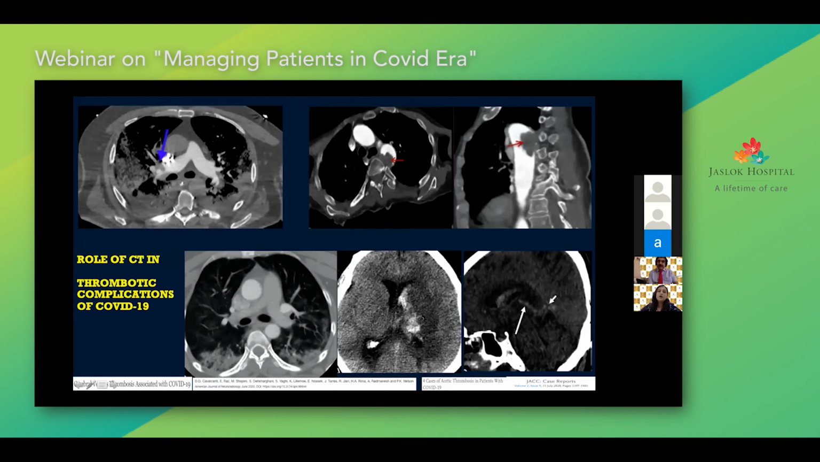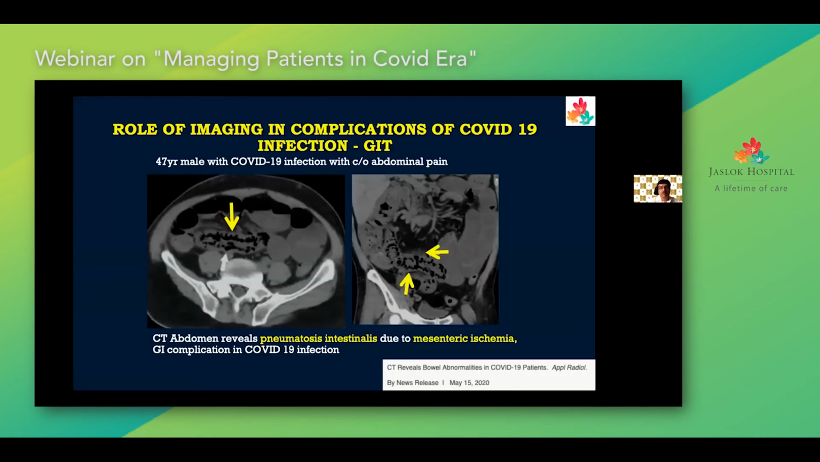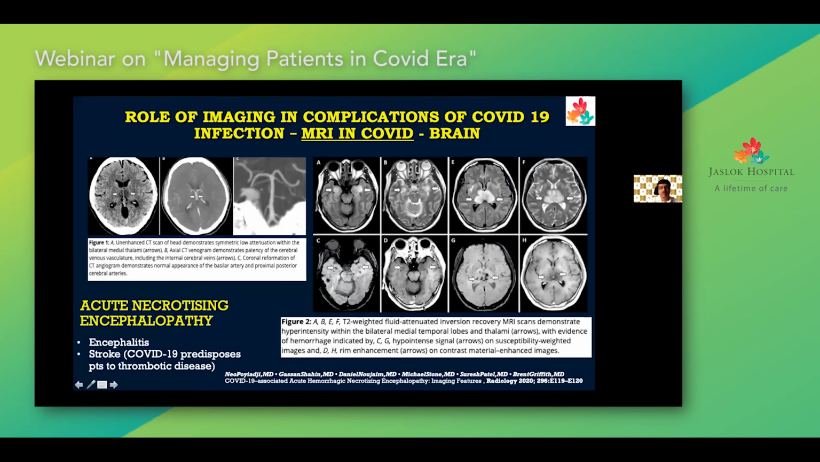Role of CT is important in identifying thrombotic complications of COVID. So we see over here pulmonary embolism, aortic thrombosis, and even a case of cerebral venous thrombosis in COVID. This is an example of a GI complication of COVID. The patient has pneumatosis intestinalis because of mesenteric ischemia, and this is also because of a thrombotic complication. Neurological complications can be identified using MRI, especially encephalitis and stroke-like diseases. This is an example of acute necrotizing encephalopathy in COVID.